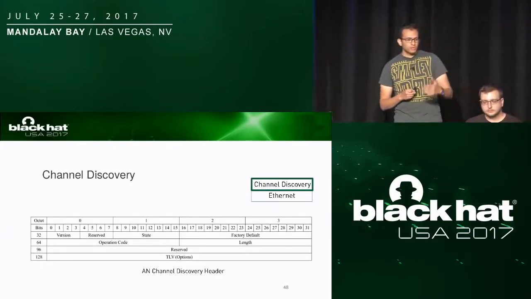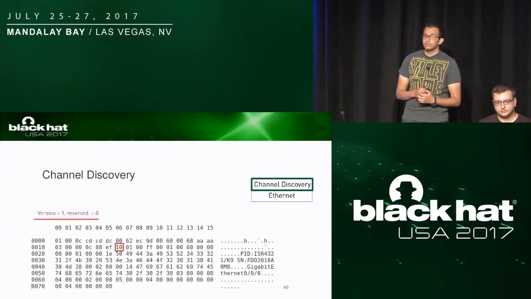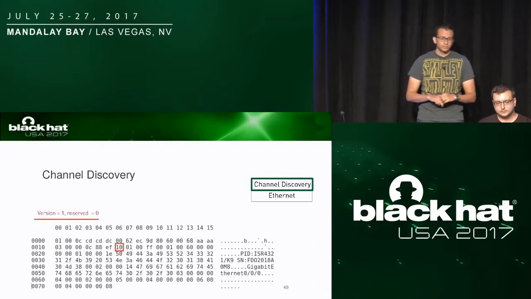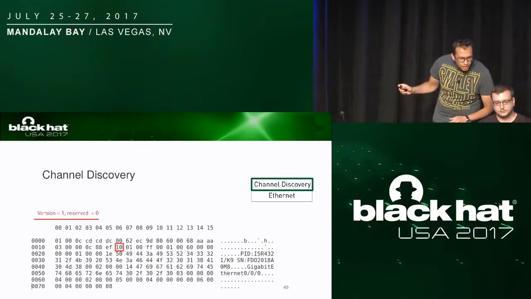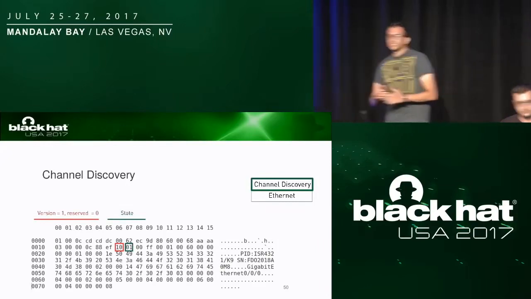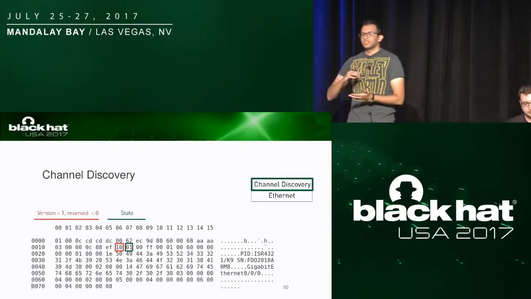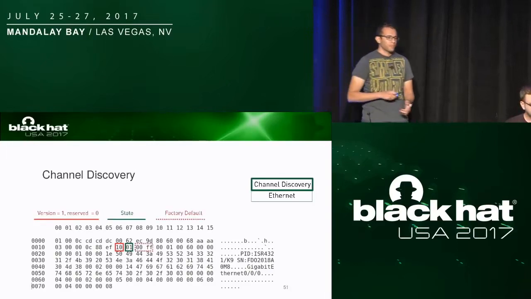So to continue analyzing the protocol, we can see it as the following. We have the version here for the channel discovery, which is 1, and some fixed bytes here. And after that, we have the state. The state means which phase we are in the protocol. Well, we are just starting, so the phase here is O1.